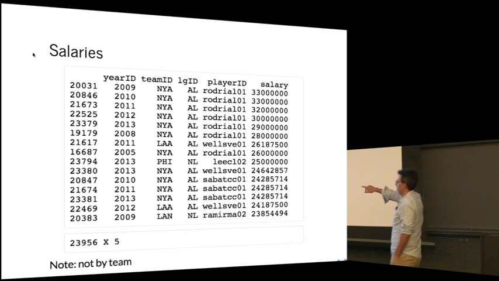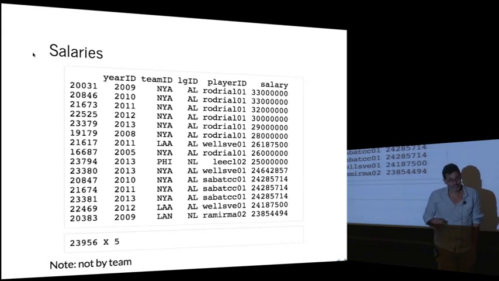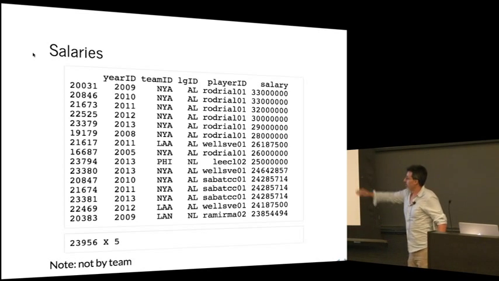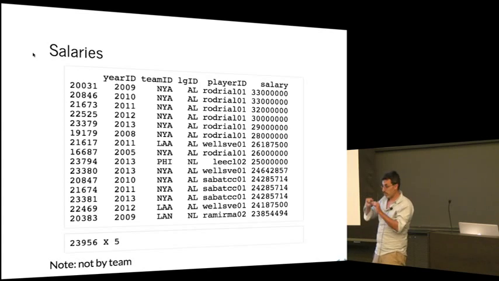And then, this guy, you know who this guy is? Ramirez. He used to play in Boston when he was good. All right, so there you have it. So those are all the players. There's 23,000 of them, and it's per year. So if we want to get the teams, what do you have to do?